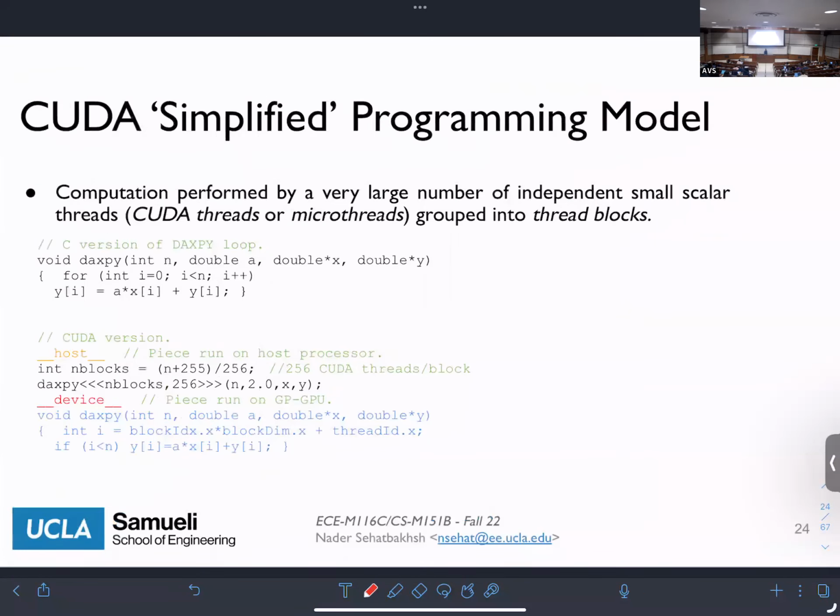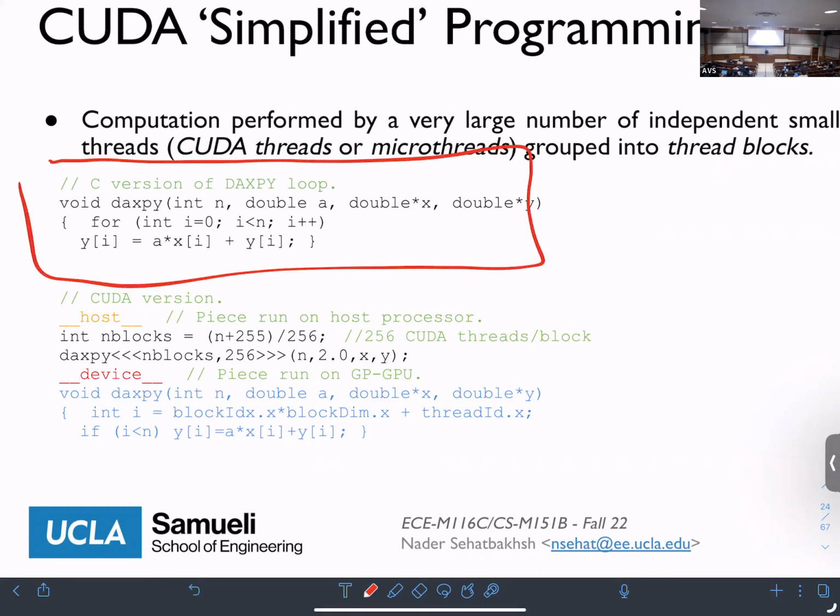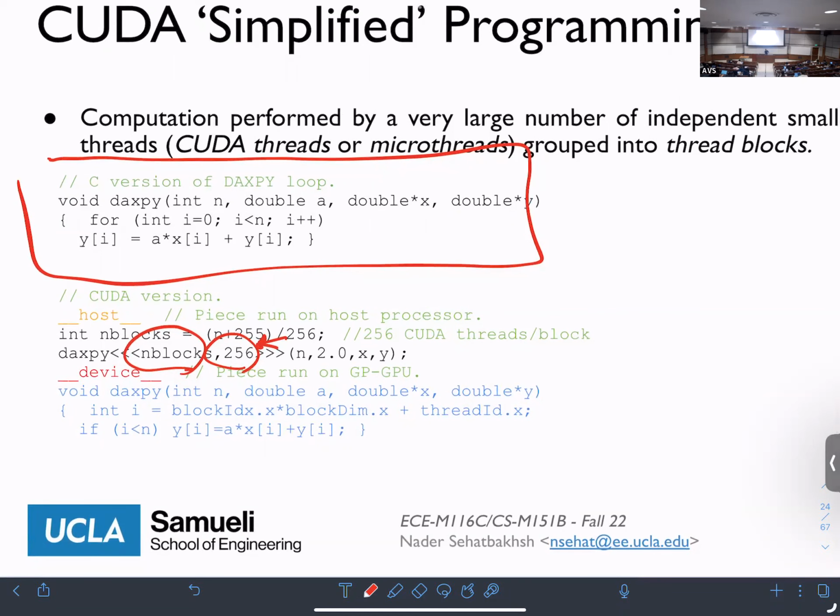This is one example of how a CUDA program looks. For example, if you have a for loop in C that does addition and multiplication, to create the CUDA version of this, you need to create your thread blocks and thread IDs. This is the number of your block dimensions, in this case 256, and the number of blocks depends on the size of n. If n is, for example, 1024, you need 4 blocks. If it's bigger than that, you need more.